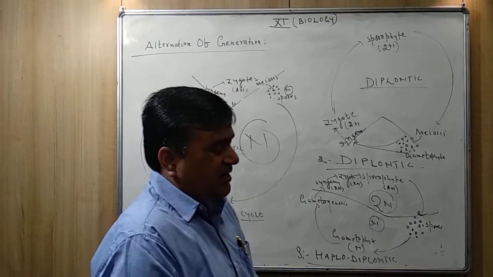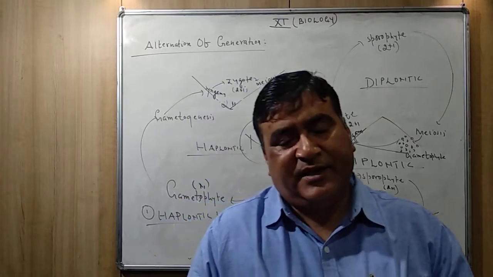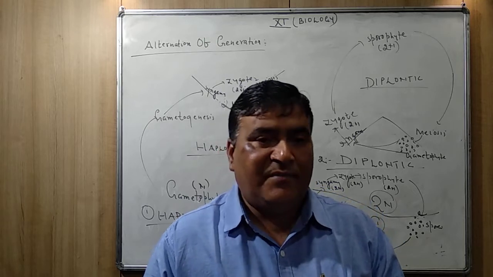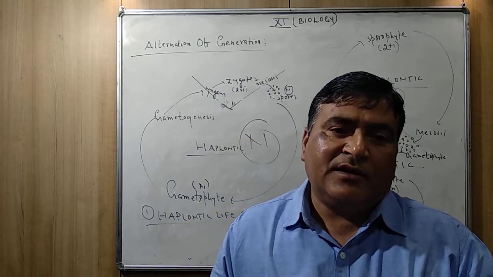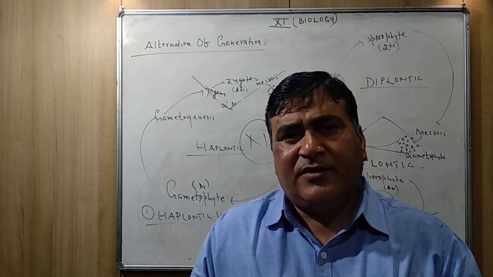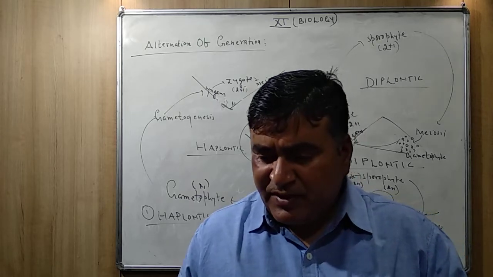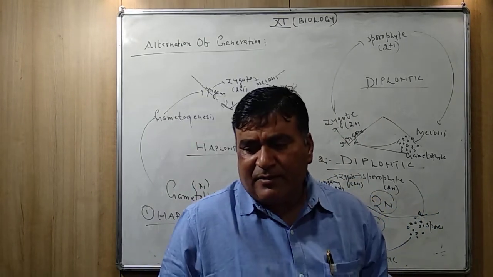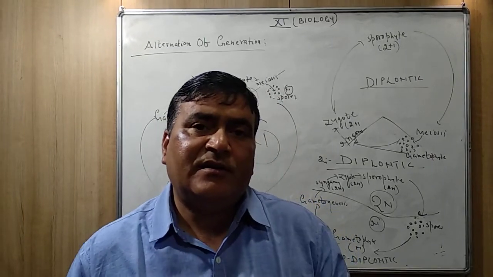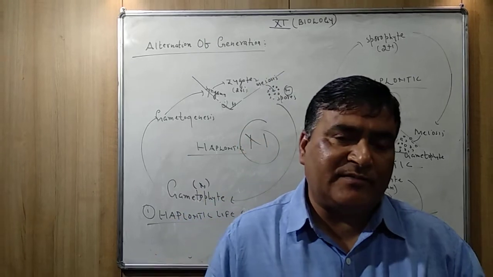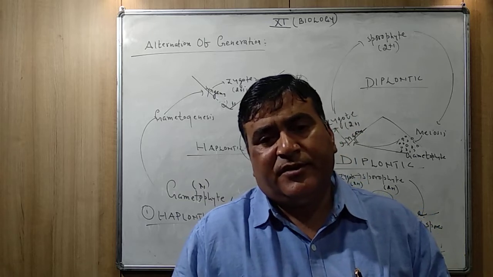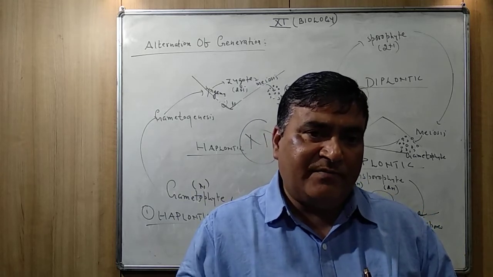Now the second one, that is the diplontic life cycle. The diplontic life cycle is just opposite to the haplontic life cycle. The diplontic life cycle occurs in some of the plants like gymnosperms and angiosperms. In all the gymnosperms and angiosperms, the life cycle is what? Diplontic.